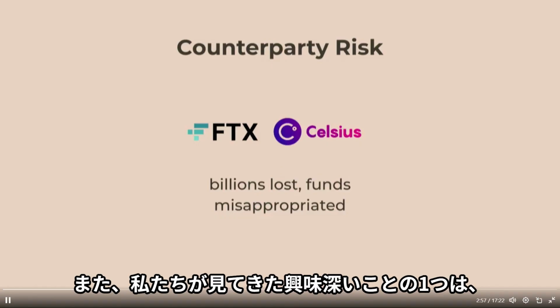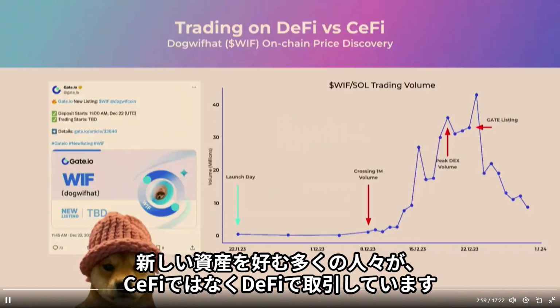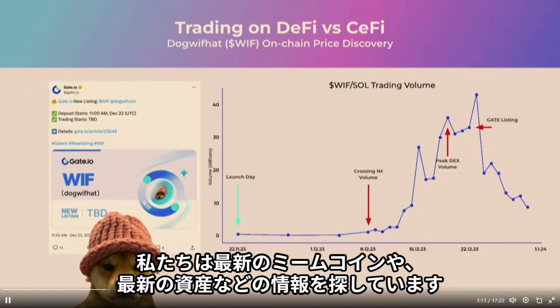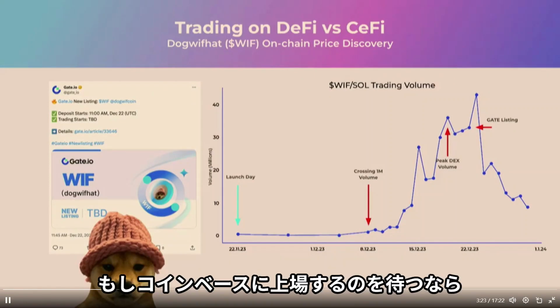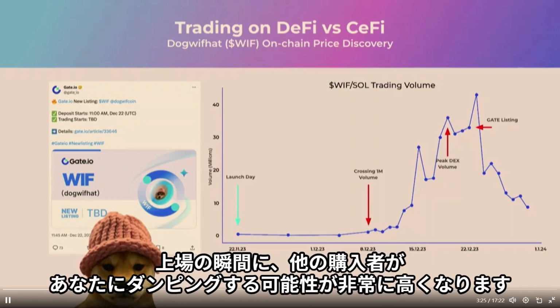And also one of the interesting things we have been seeing is that a lot of the good, new, cool assets are first trading on DeFi before they even get to CeFi. So for those degens who are looking for the newest assets, the newest meme coins, the newest things going on, you need to trade on DeFi before it gets to CeFi, because honestly, if you wait until a token is listed on Coinbase, there's a very good likelihood that all the people who bought on DeFi are going to dump on you the moment it gets listed on a centralized exchange.